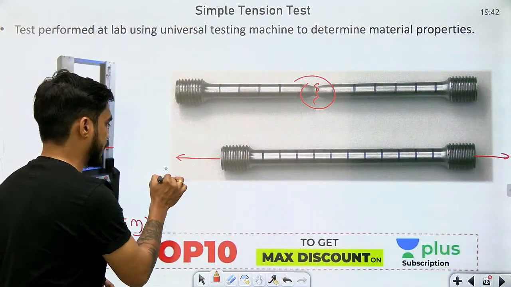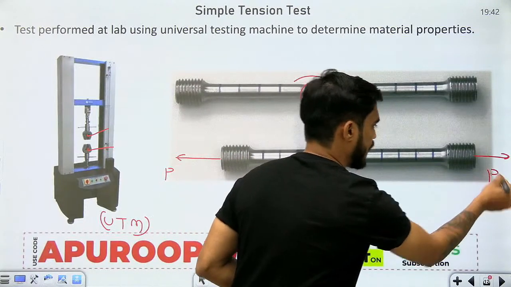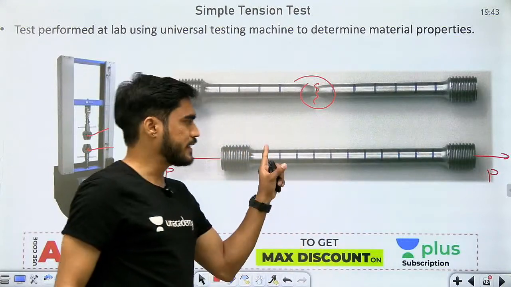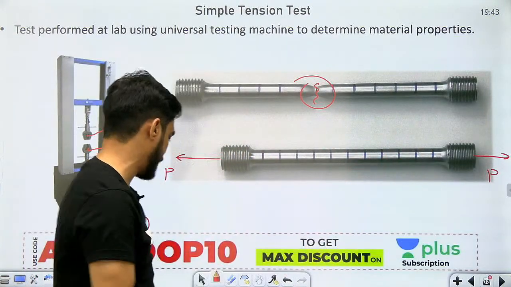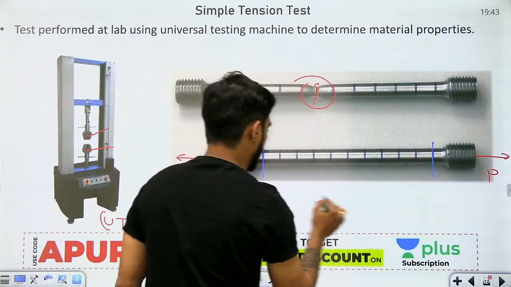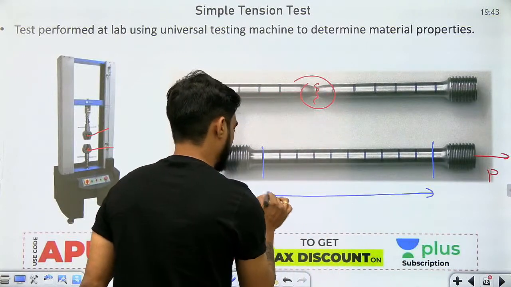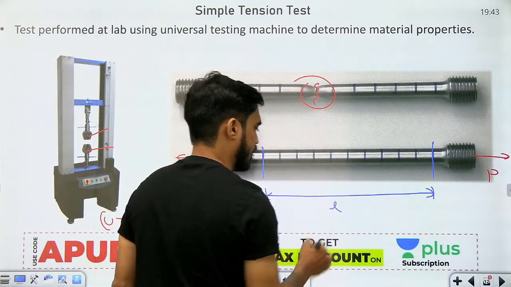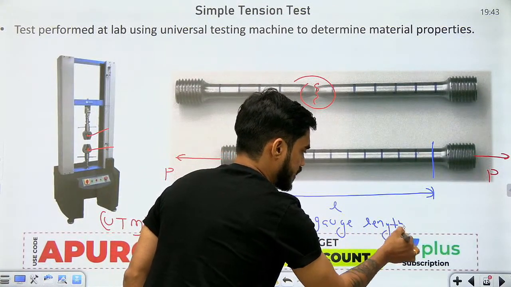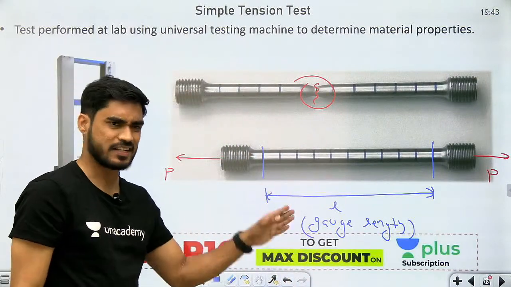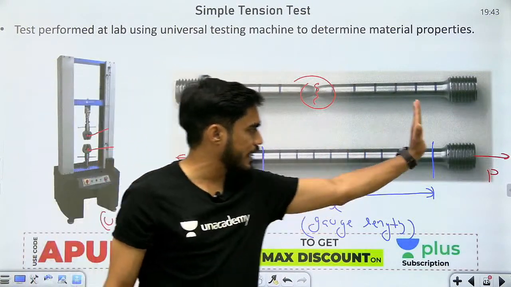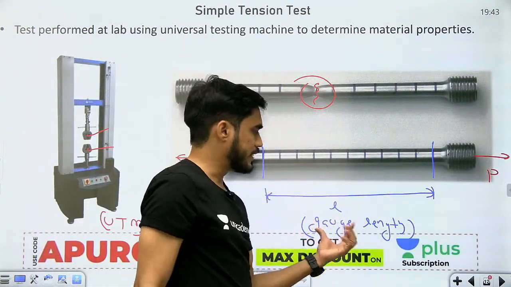Let's say this is the load P. Now what we do is, we mark these points on the length of the specimen, and we fix a particular length. Let's say this is the length L. This is known as gauge length. So we have several markings on this specimen. Let's say between this marking and this marking, I am fixing a particular length. This is the gauge length.